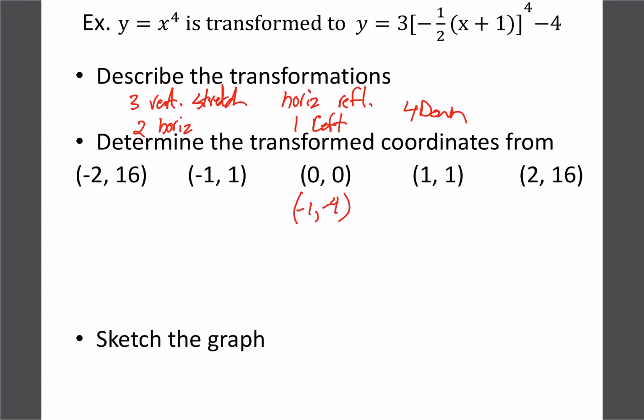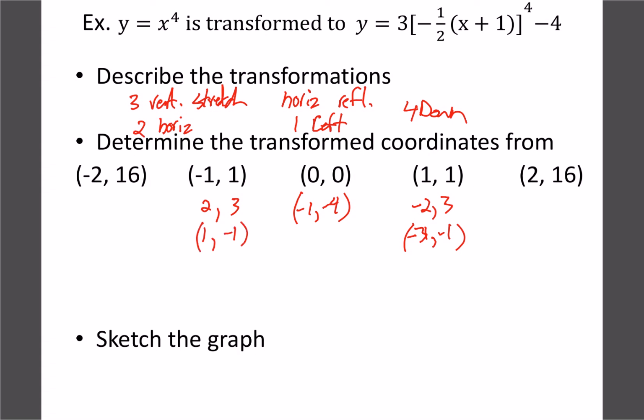Do the same thing with the other coordinates. So if we go 1, 1, do a 3 times vertical, and a negative 2 horizontal, that'd make it negative 2, 3. 1 left would make it negative 3, and 4 down would make it negative 1. Let's do the negative 1 one next. So 3 times vertical, negative 2 horizontal, 1 left would be 1, 4 down would make it negative 1.